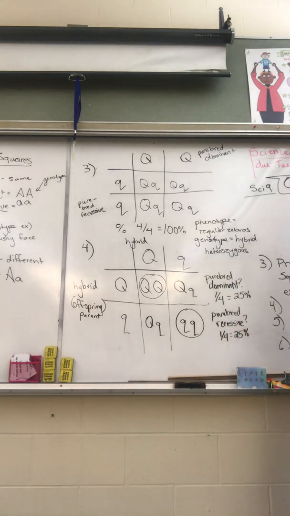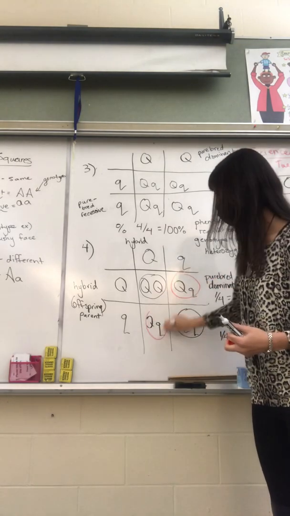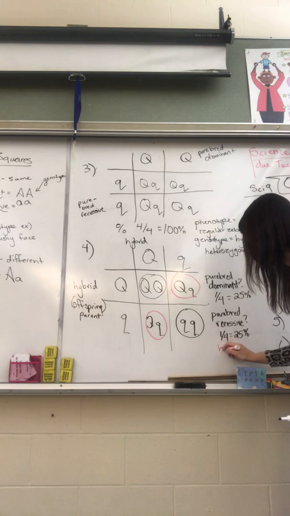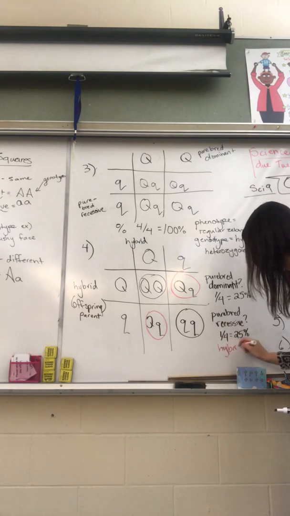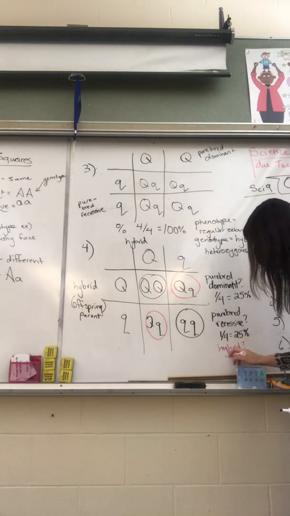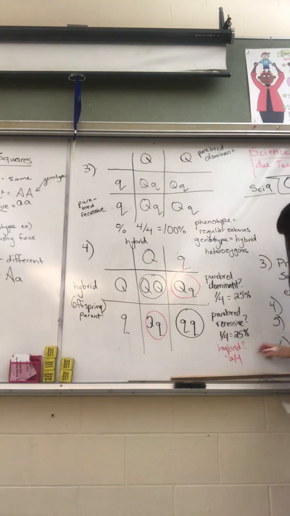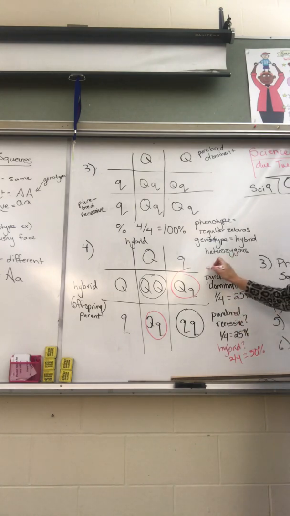Okay. How many are going to be hybrids? 2. Okay, these 2 are going to be my hybrids. Okay, that's 2 out of 4. Okay, we get, how many percent is that? 50. Okay, so now this would all be your genotypes.